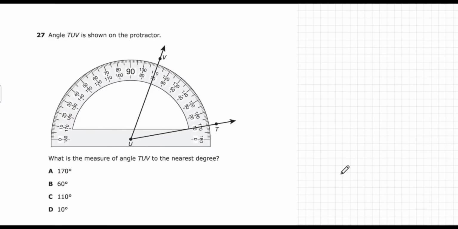Question number 27. Angle TUV is shown on the protractor. What is the measure of angle TUV to the nearest degree? The UT ray passes through 10 degrees. The UV ray passes through 70 degrees. So the measure of angle TUV is 70 degrees minus 10 degrees equals 60 degrees. Therefore, B is the correct answer.